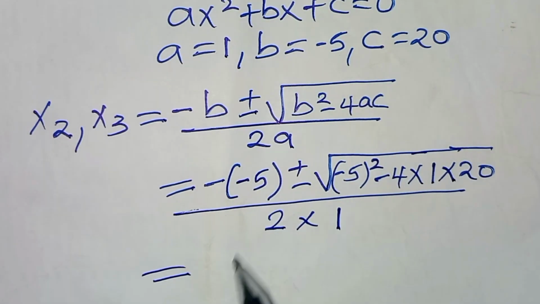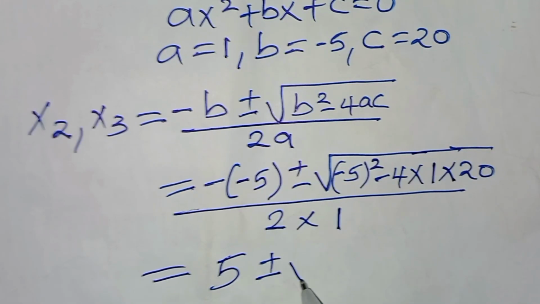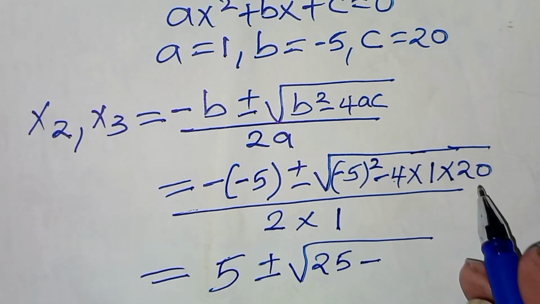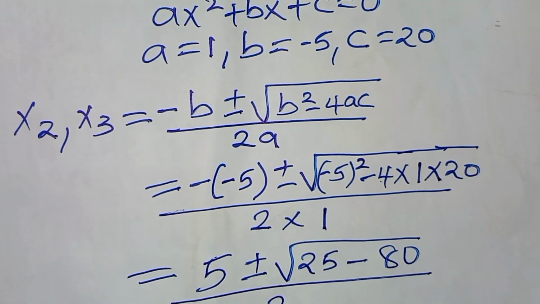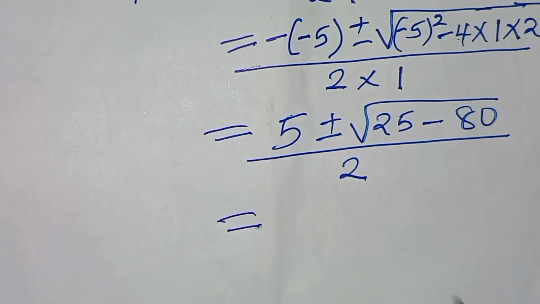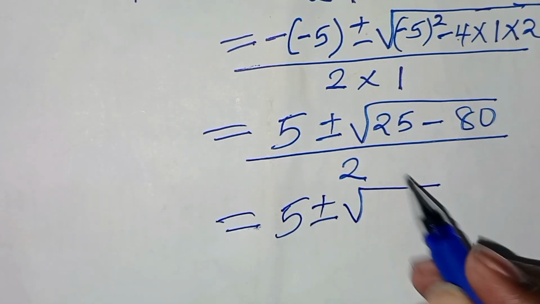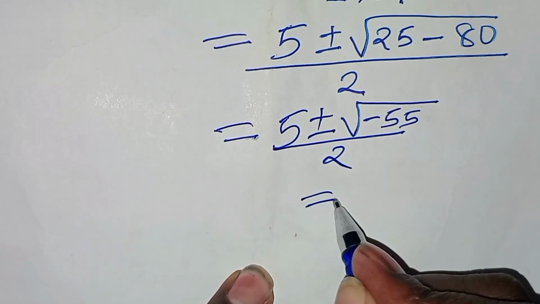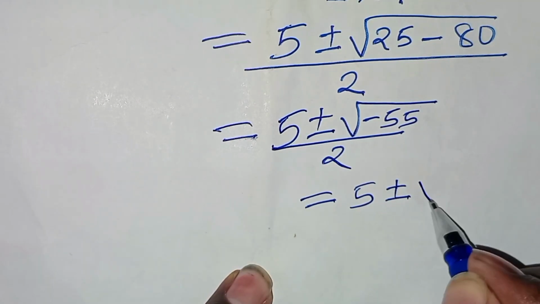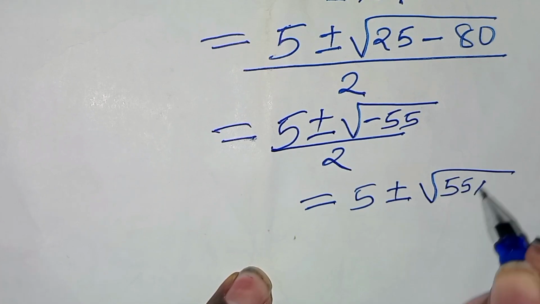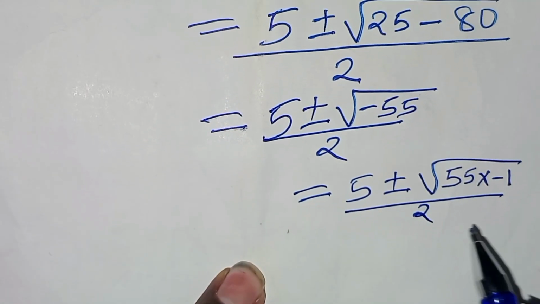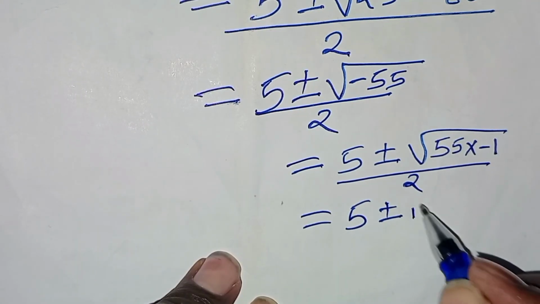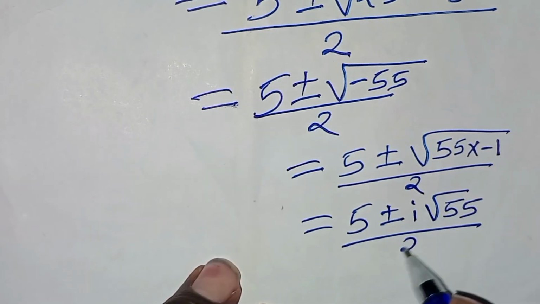So here you will have negative times -5, which is basically equal to 5, plus or minus the square root of -5 squared, which is 25, subtract 4 times 20, which is 80, divided by 2. Now the next step is 5 plus or minus the square root of 25 minus 80, which is -55, divided by 2. So now we'll have 5 plus or minus, we can express -55 as 55 times -1, all divided by 2. Now the square root of -1 is i, so we have 5 plus or minus i square root of 55, divided by 2.